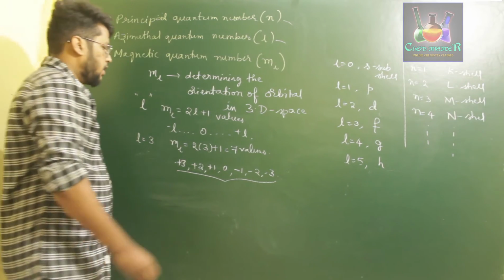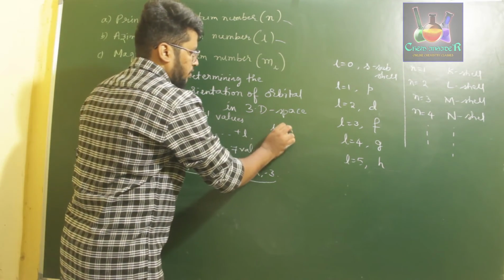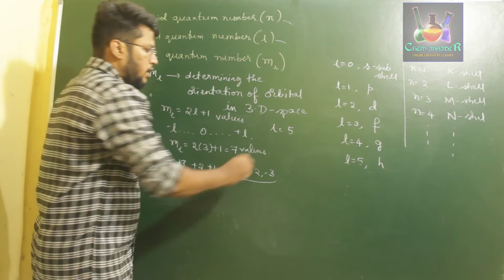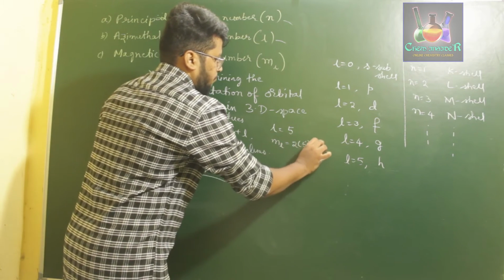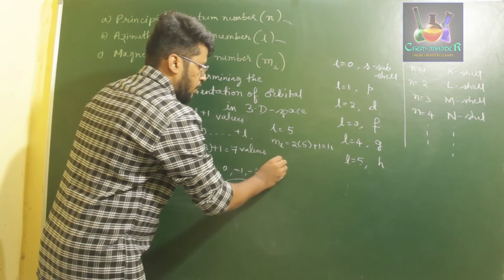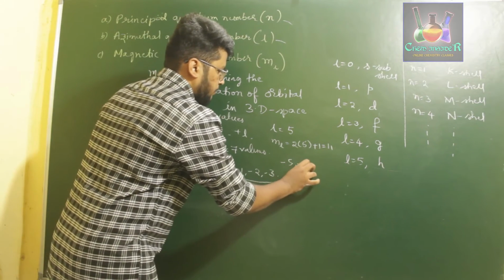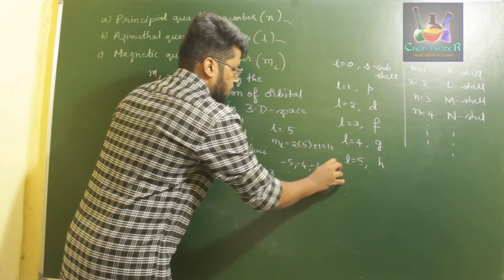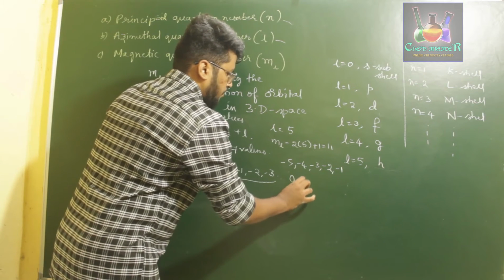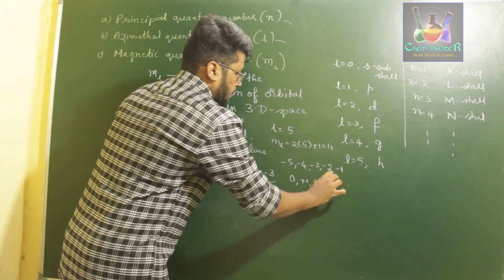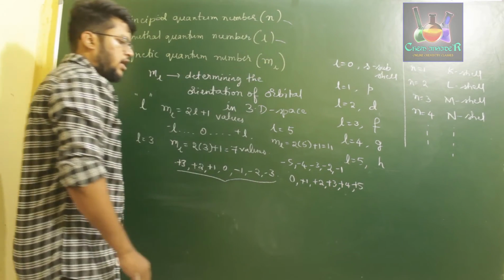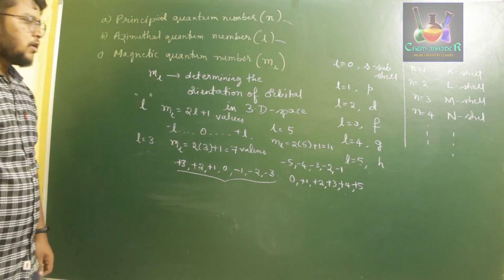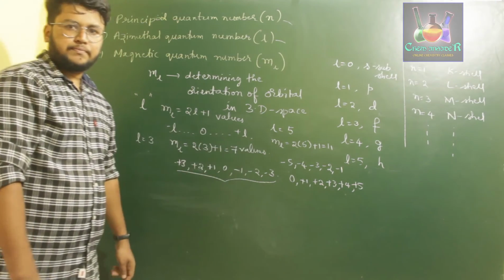If you consider, let us say L is equal to 5. If you take L is equal to 5, ML will be equal to 2 into 5 plus 1. That will be equal to 11. So values will be minus 5, minus 4, minus 3, minus 2, minus 1, 0, plus 1, plus 2, plus 3, plus 4, plus 5. So these are the 11 values of ML for when L is equal to 5.